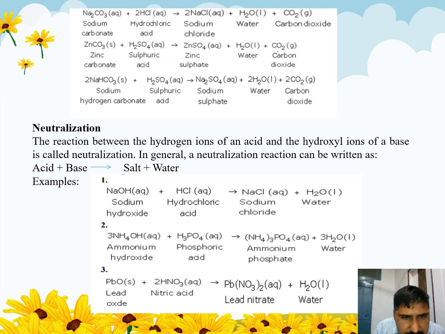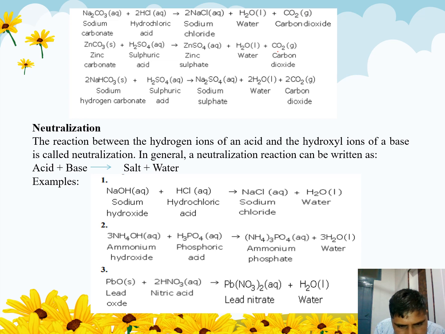water plus carbon dioxide. Now the term is neutralization. What is neutralization? The reaction between the hydrogen ion of an acid and the hydroxide ion of a base is called neutralization. In general, neutralization is written as acid plus base gives salt plus water. This is the base, this is the acid: sodium hydroxide and hydrochloric acid give NaCl, and OH reacts with hydrogen to give water. Similarly, ammonium hydroxide plus phosphoric acid gives ammonium phosphate plus H2O.